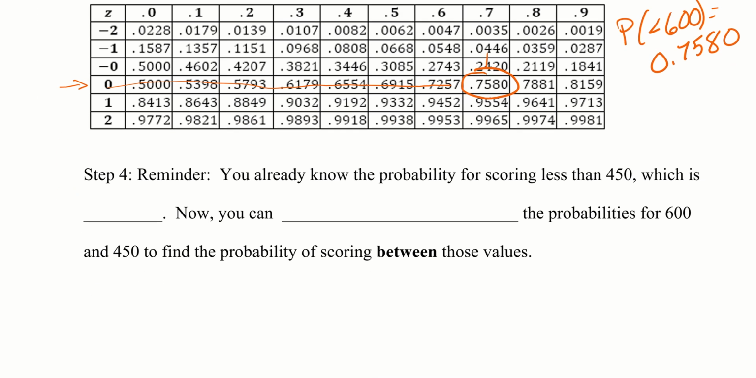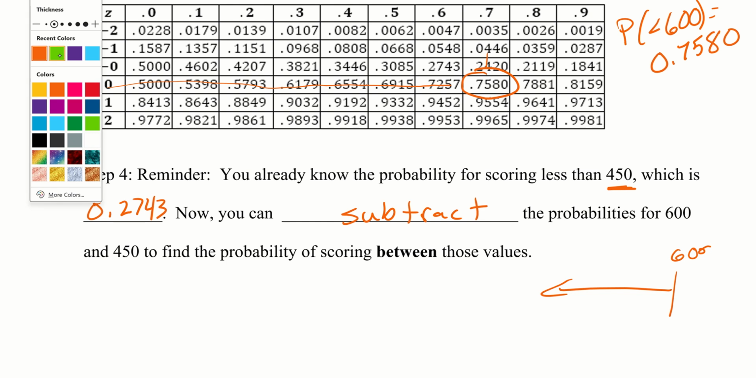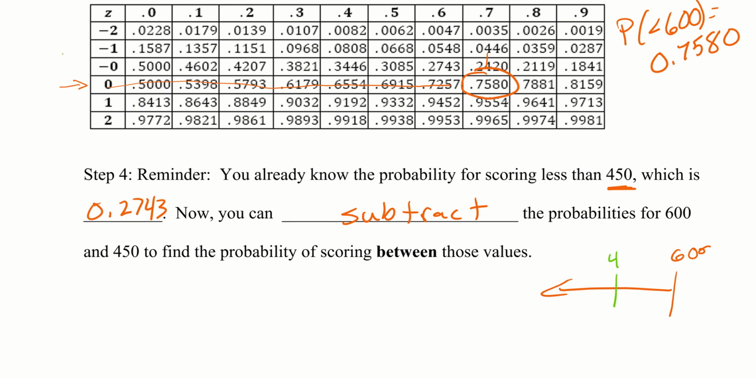Okay, so it says, reminder, you already know the probability of 450, which we got in the last problem, which was 0.2743. So now we can subtract the two of them. What that means is here's 600, and I know everything below it. And then I also know 450 and below it. So if I subtract those, get rid of those, it leaves me with the part in between the two.